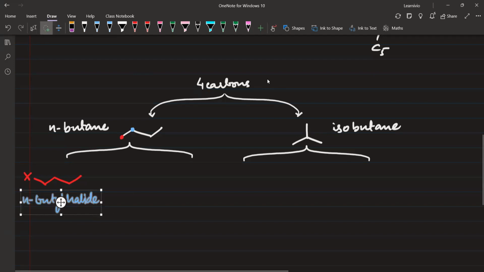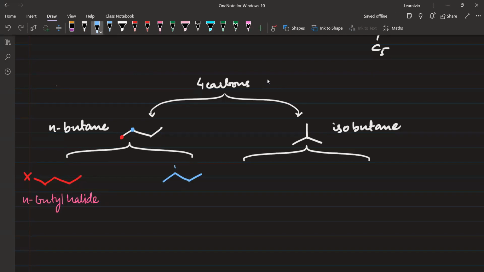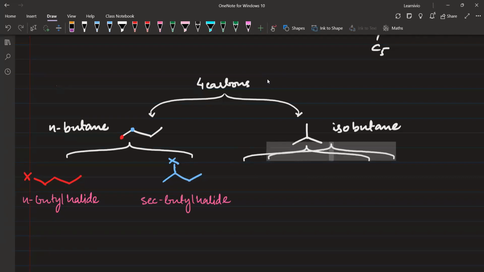So let me not write this. By the way, if you have fluorine here, then you will write N-butyl fluoride. And similarly, this will be written as sec-butyl halide. Does this make sense? Yes or no? Please tell me. Because this is secondary carbon. Make sense? Yes, sir. The blue carbon is secondary carbon.